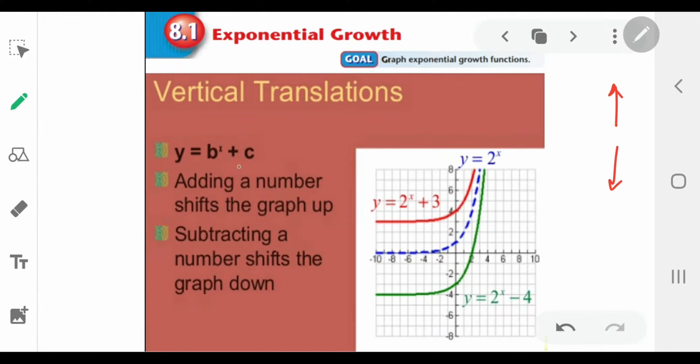If you add a number to a function, like c here, this will cause a vertical translation up, while subtracting a number from the function will cause a vertical translation down. Let's see this over the graph here. The original graph, the basic one, y equals 2 to the power x, is represented here by the blue dotted graph. This is the basic function which we already learned how to graph in the previous video.